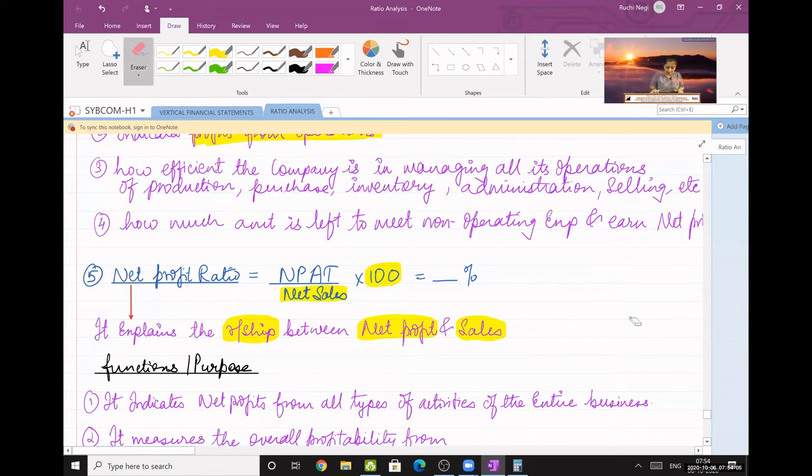Okay, am I clear about it? Samajh mein aaya? Acknowledge in the chat box. Till here, is it understood? It is not NPBT, it will be NPAT, net profit after taxes. This is important.